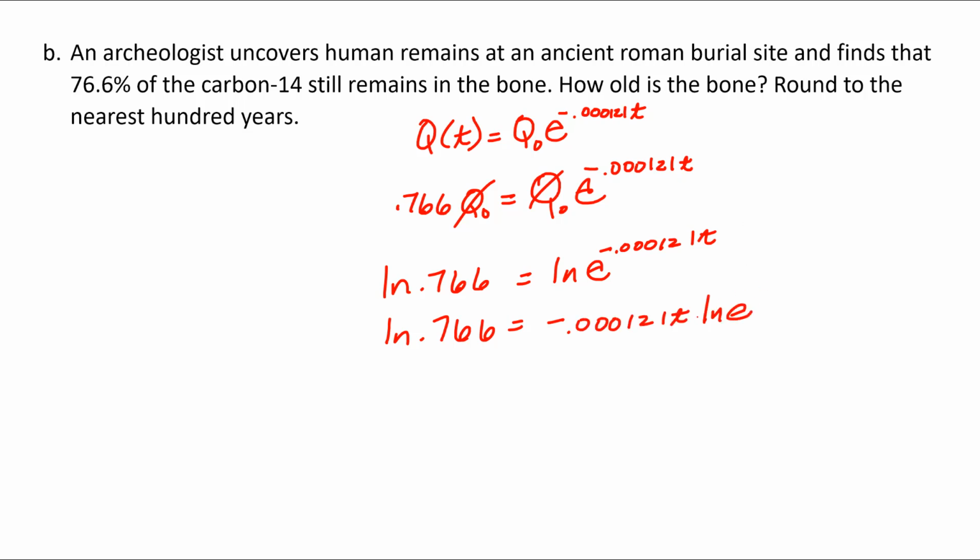And we know that the natural log of e is 1, and if you multiply something by 1, it doesn't change it. We're going to divide both sides by negative 0.000121. So natural log of 0.766 over negative 0.000121 is going to be the time. We get about 2,200 years. And so that's how that works. So an exponential decay function is going to be a function where the exponent on e is negative.